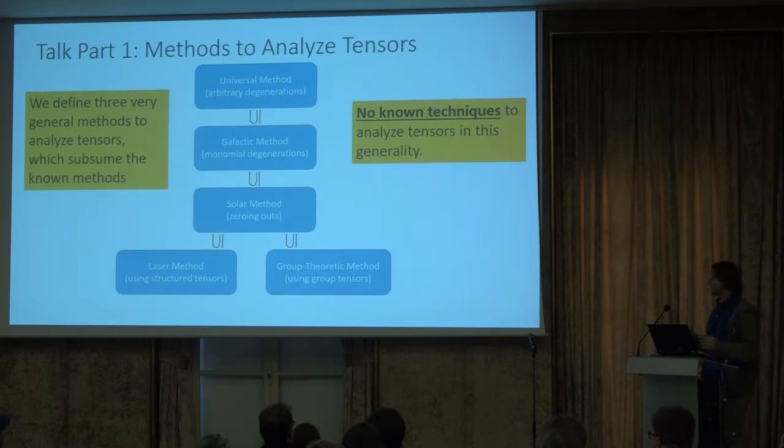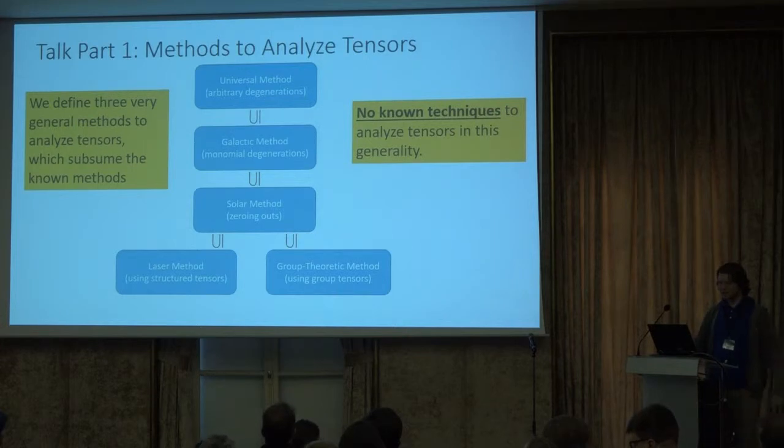So these different methods focus on smaller parts of the search space where it's easier to analyze and find optimal points. Like the laser method and the group theoretic method are finding smaller places where it's easier to analyze, and then the solar method and so on are bigger and bigger supersets of these parts of the search space. But even though these are subsets of the search space, we still don't actually know how to optimally analyze these either. That's how you should think about them.